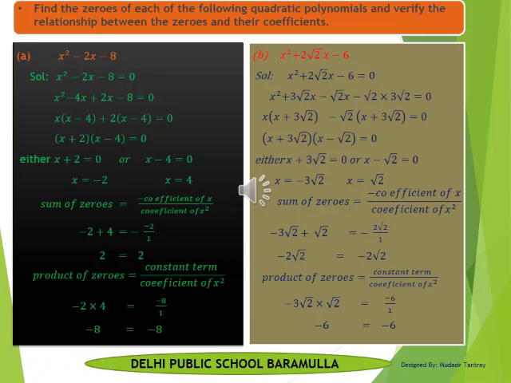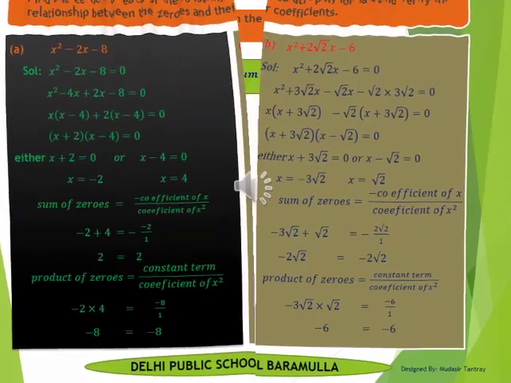Now, product of zeros is equal to constant term divided by coefficient of x square. Here we have two zeros, that's minus 3 under root 2 into root 2. It becomes minus 6, because under root 2 into under root 2 becomes under root 2 whole square, that is 2. Then minus 3 into 2 is equal to minus 6. Here constant term is minus 6.